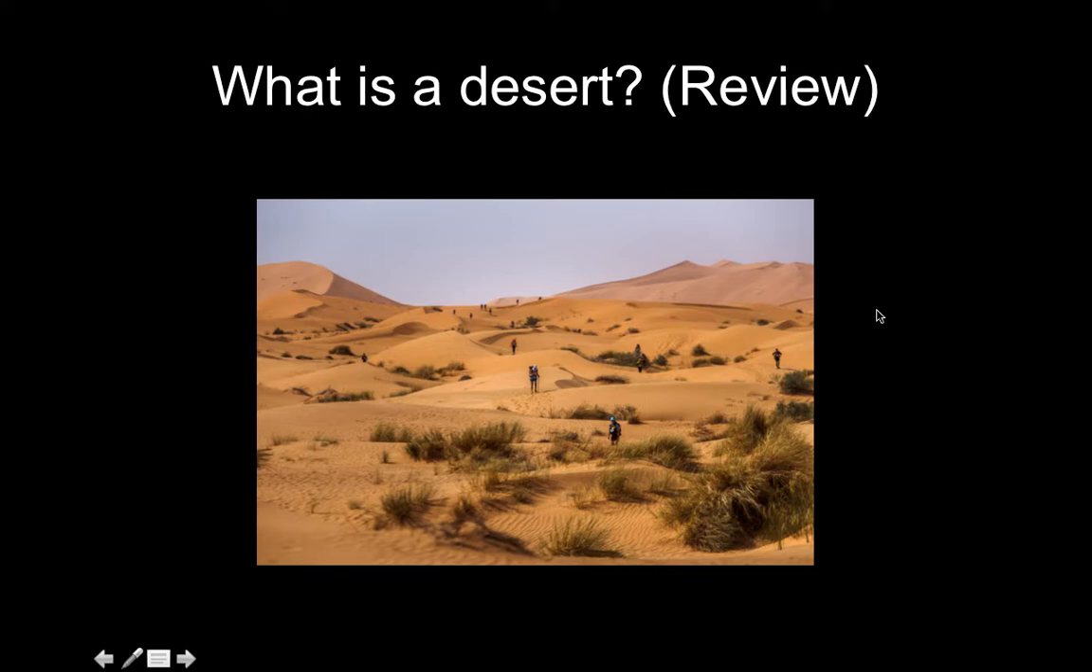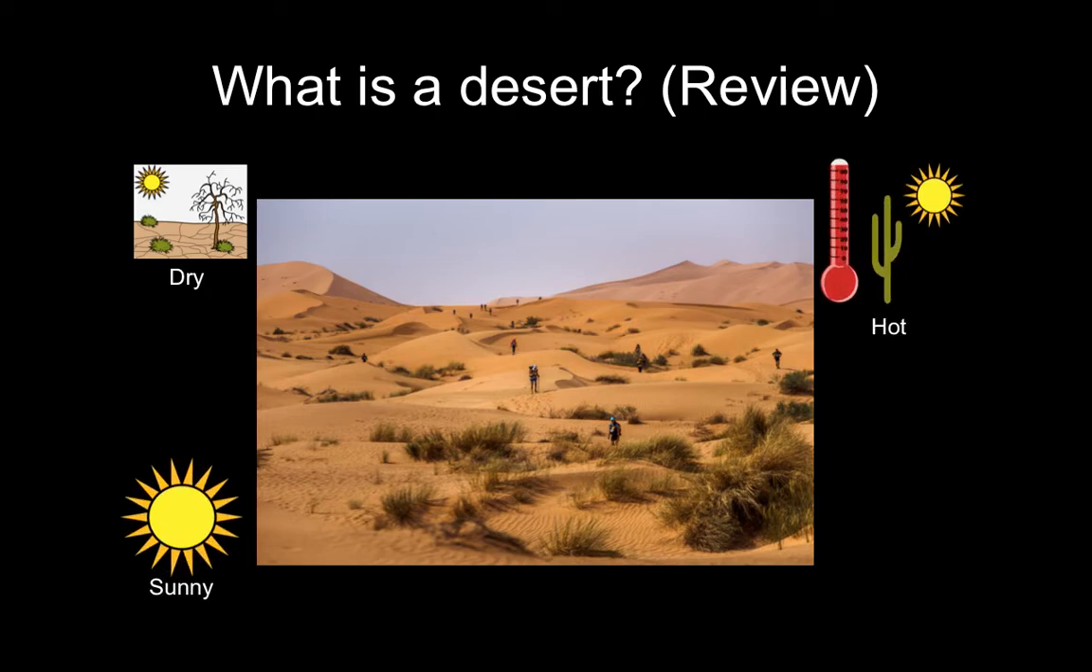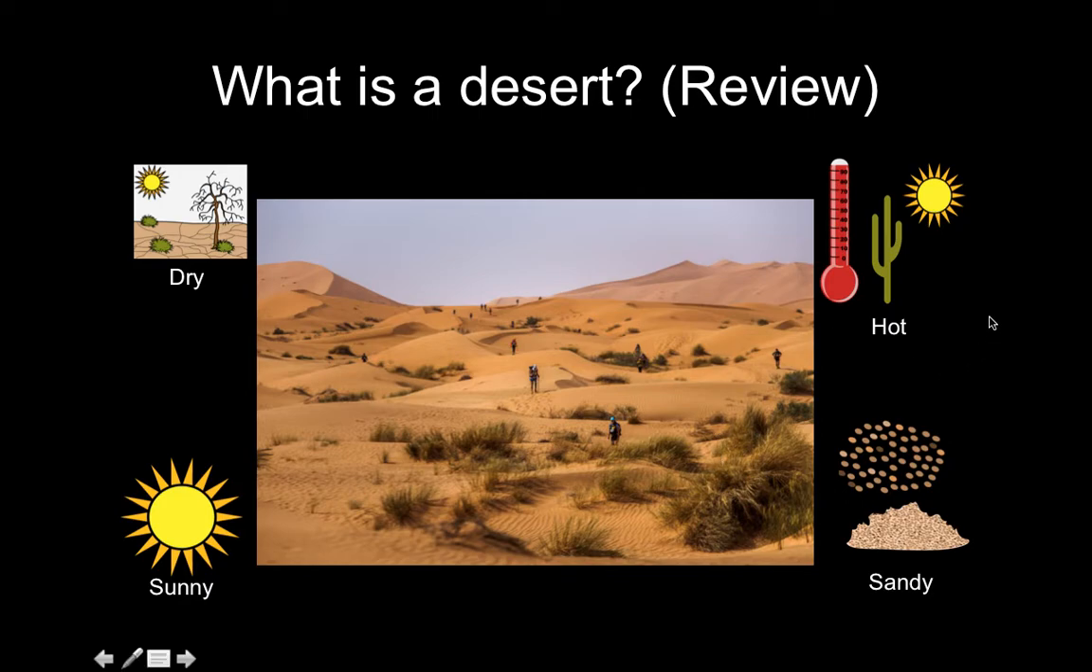The first biome that we're going to look at is a desert. What do you think of when you think of a desert? What are some key words that might describe a desert? A desert is dry, sunny, hot, and sandy. You might have thought of some others, but these are the 4 that I thought of.